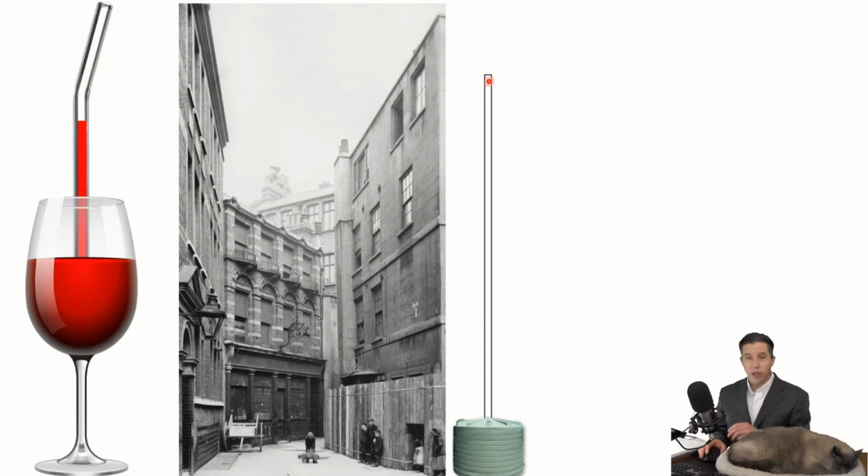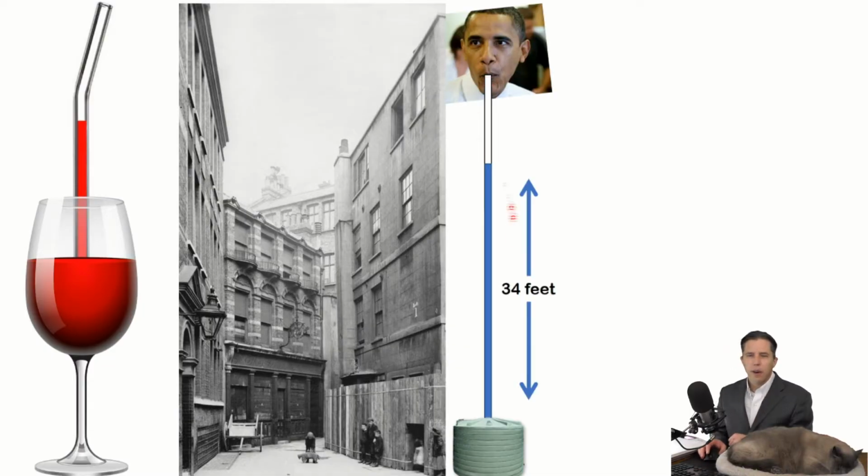Couldn't we do that? So they tried this, and it turns out that no matter how hard you try, you cannot suck water up more than about 34 feet from where it originated from. And it doesn't matter. You could have 1,000 people all sucking on this straw, and it will not go beyond 34 feet. Of course, they weren't actually using humans to suck.